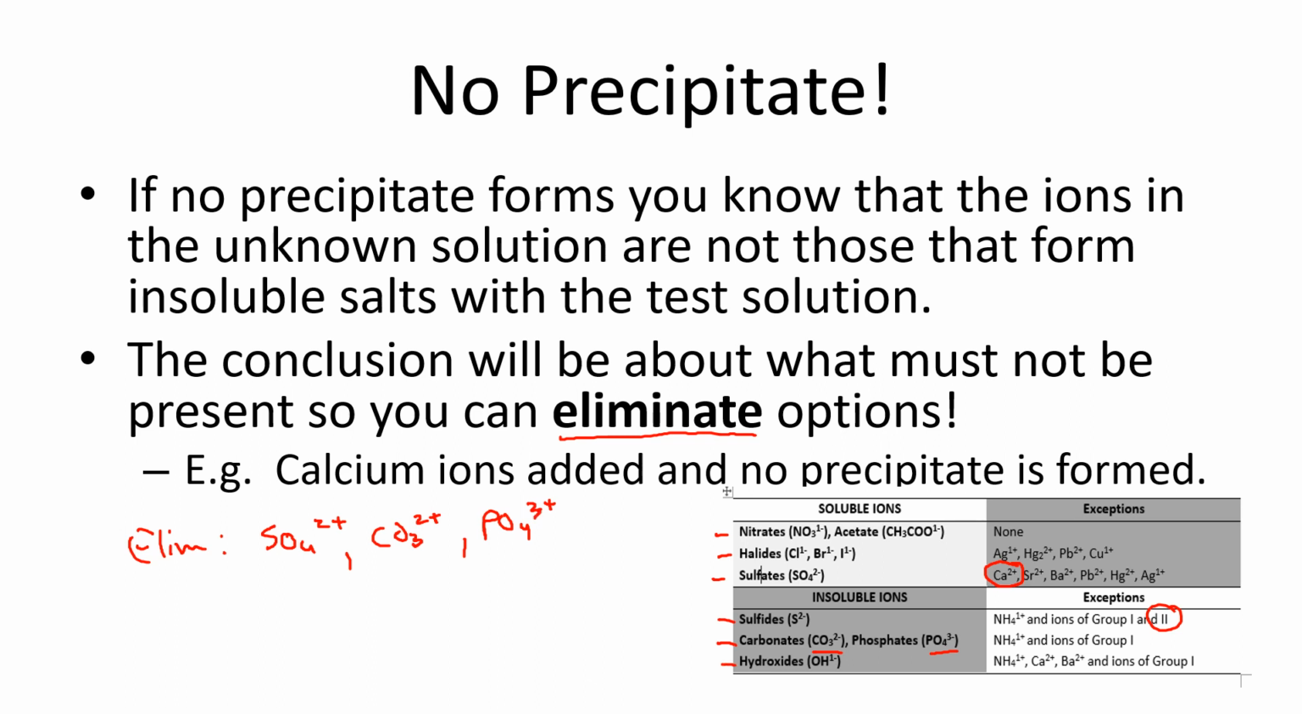And the last one here, hydroxide, looks like calcium is an exception for that, and would be soluble. And so that doesn't help us at all. However, we got rid of 3 different ions just by having no precipitate in our test.